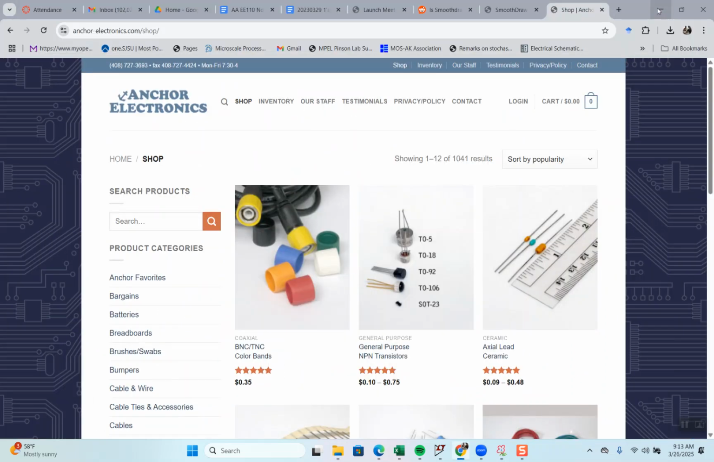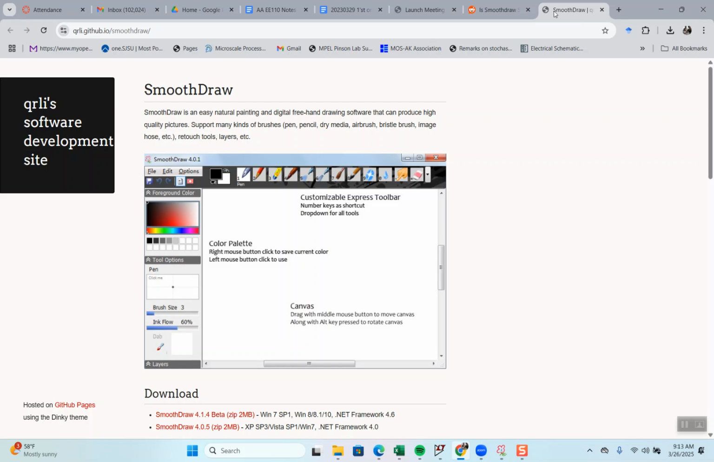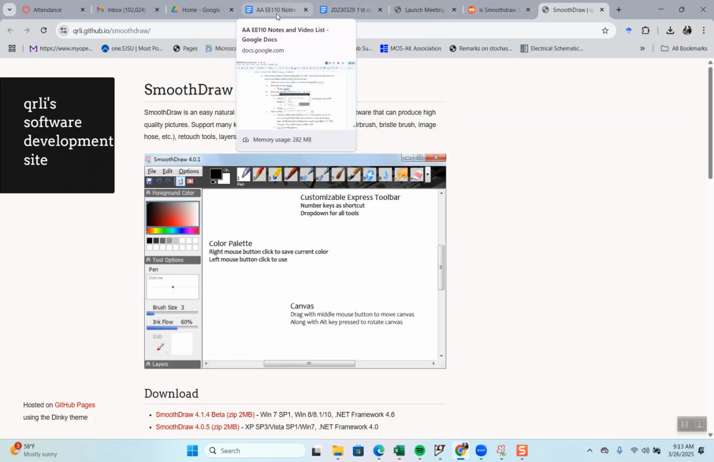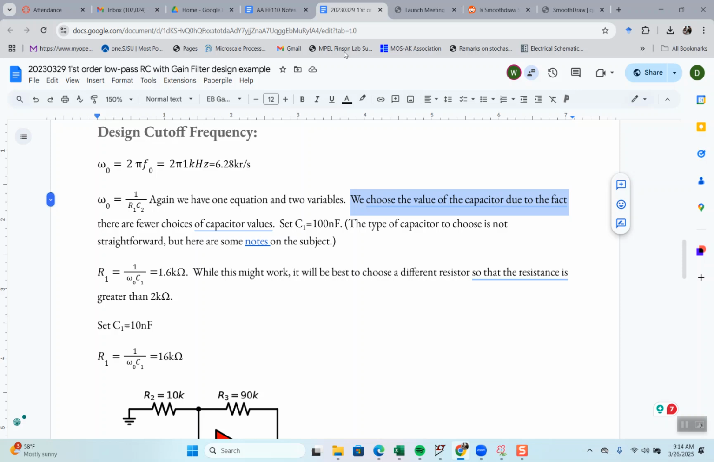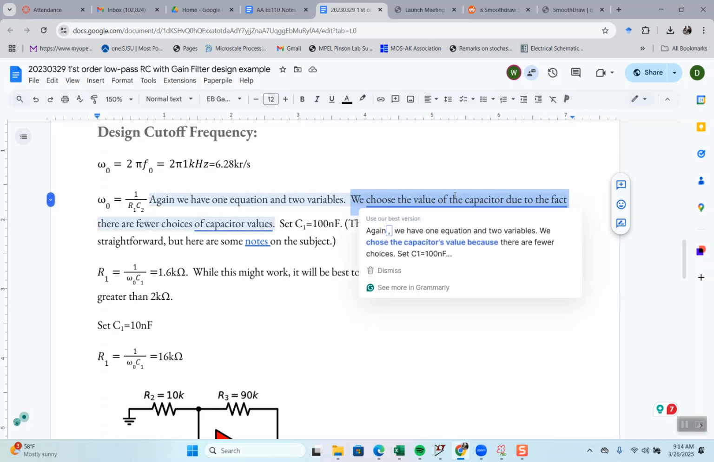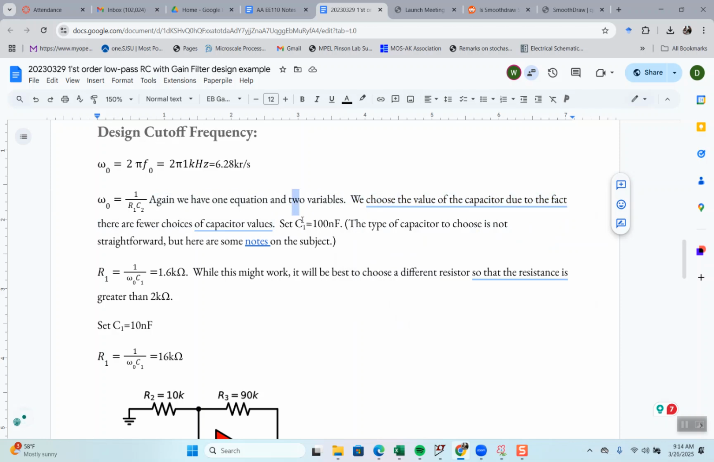But again, on exams, just choose a value of capacitance first, right? When I say realistic, no, you just calculate it, right? So anyway, we have one equation and two variables. I choose the value of the capacitor. So C1 equals 100 nanofarads.